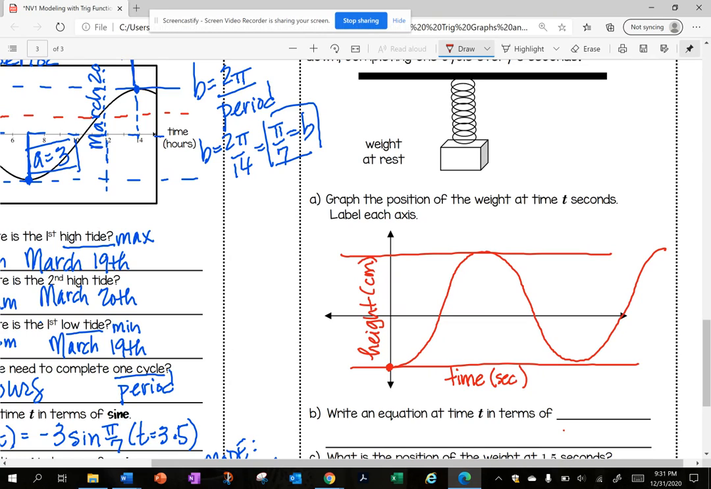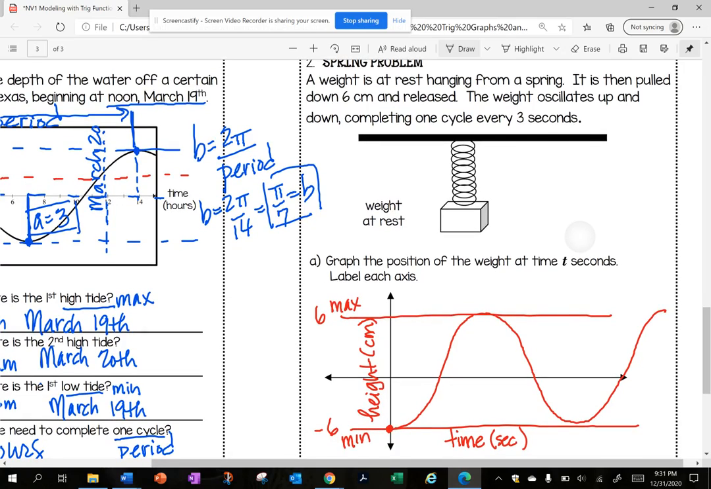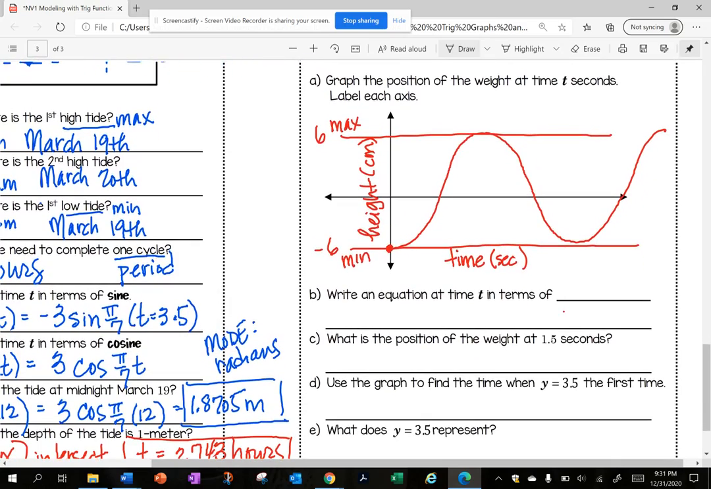Okay, and it said that I pulled it down 6 centimeters. So this is minus 6, this is plus 6. So here's my maximum, here's my minimum. Let's see, what did it say? How long? It oscillates up and down, completing 1 cycle every 3 seconds. So I know 1 cycle takes 3 seconds. So this is going to be 3 seconds.